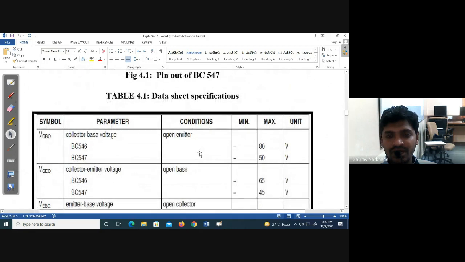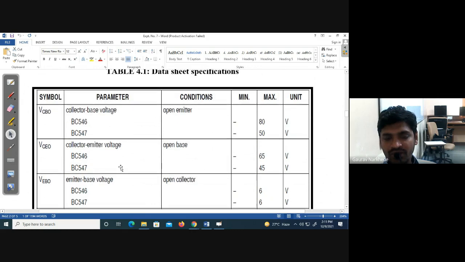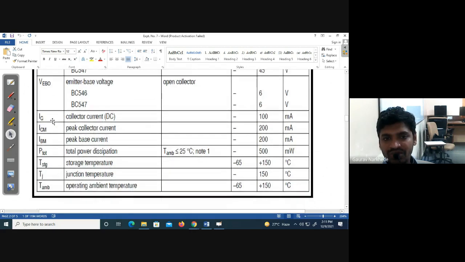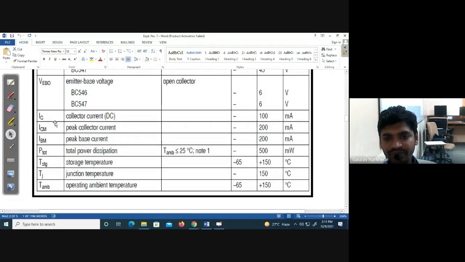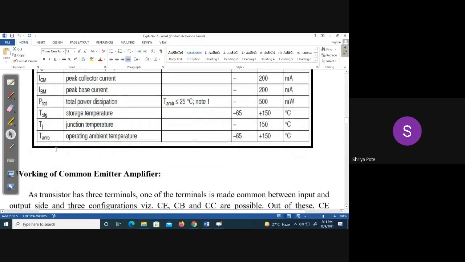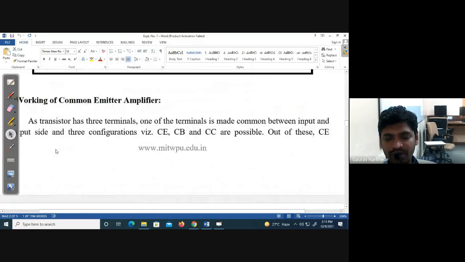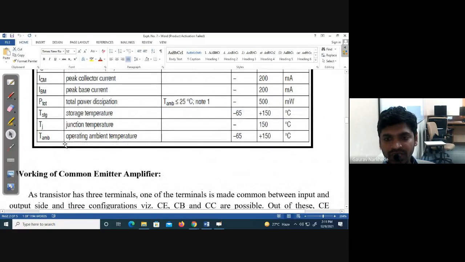Now these are some datasheet specifications of the transistor. For example, if you are using a BC456 type of transistor, then these are the symbols and its outputs are given. For example, do you know what VCBO or VCEO is? Voltage from collector to base when the emitter is open, right? So all these terminologies we have seen. And these are some more parameters of your transistor, right?